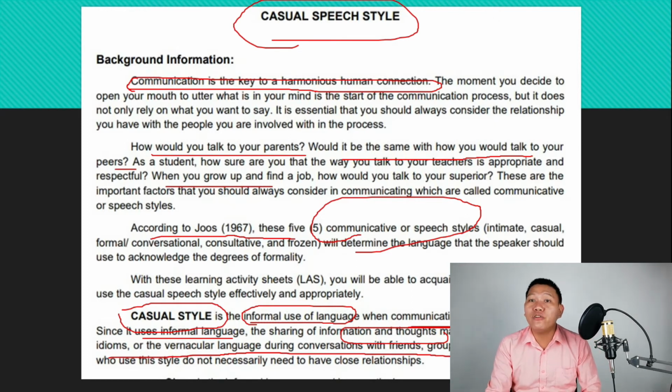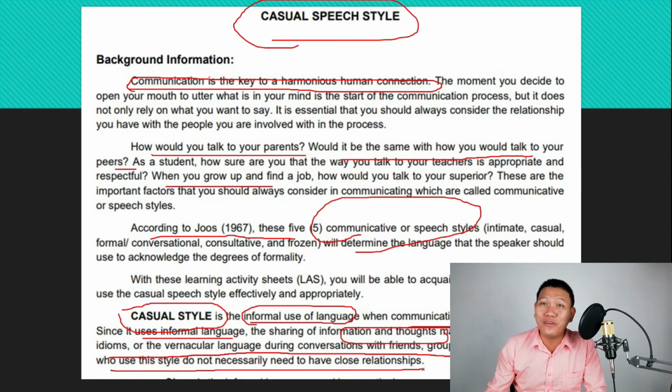Okay? You have to remember this. When we say communication, it is the process of sending and receiving a message. It's the exchange of ideas. Actually, there are different communication models, but I will not explain them. That's just the main gist of what communication really is. The people who use this style do not necessarily need to have close relationships. We are just casual. We don't have to be close with one another. Okay? That's casual speech style.